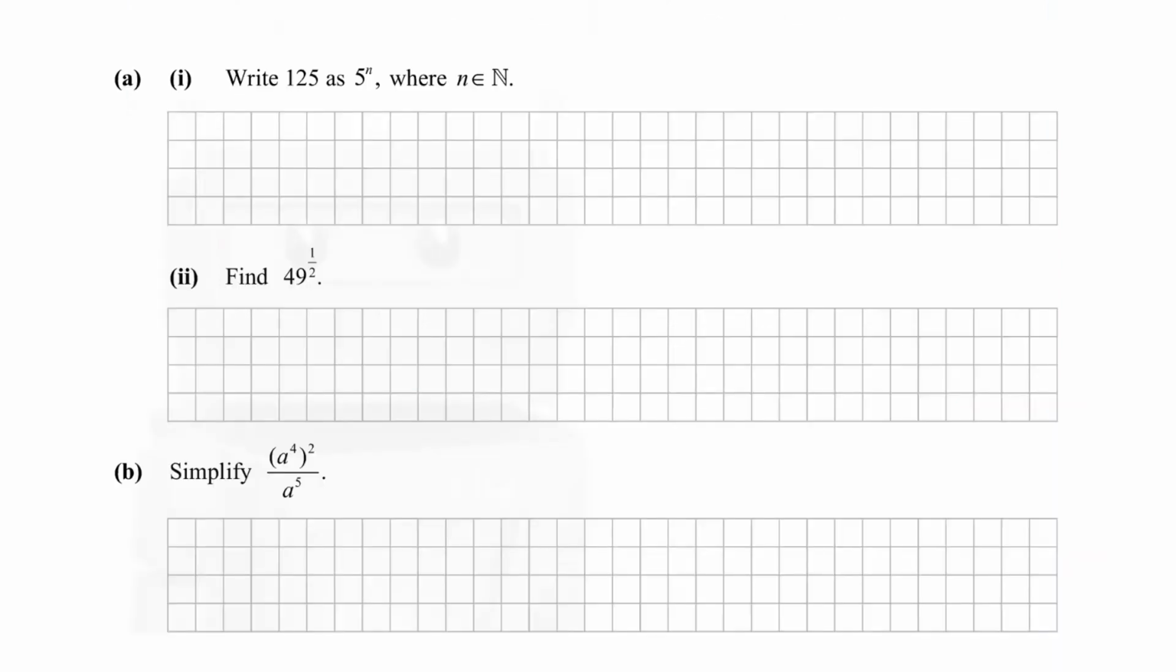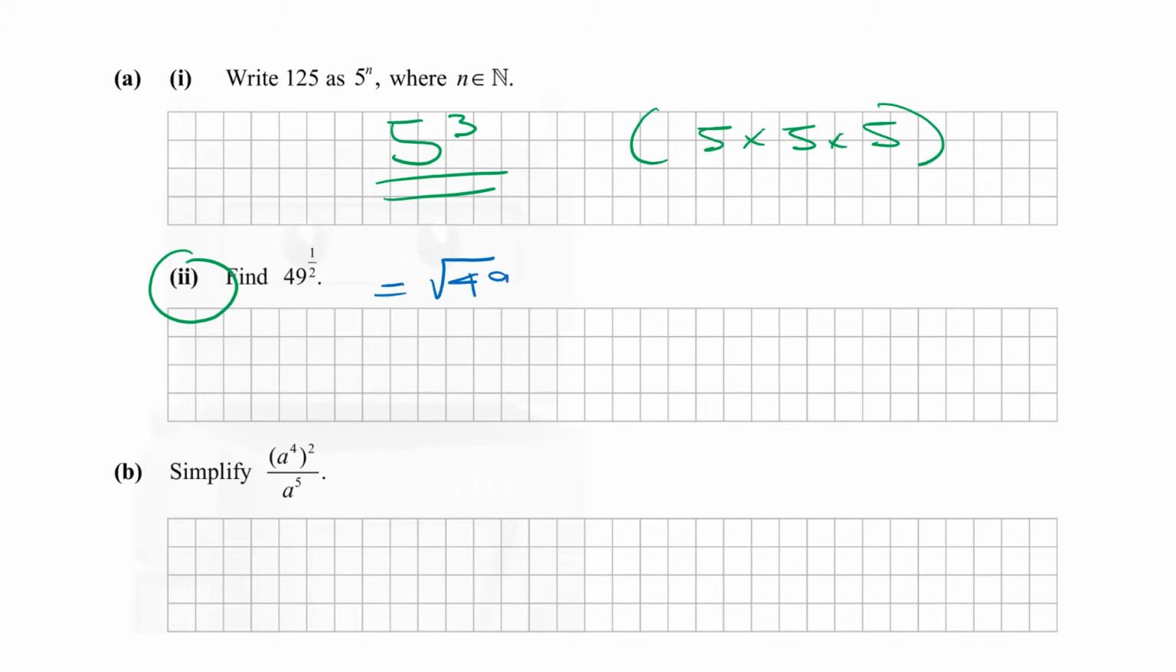Next question. These are indices, so your rules of indices you will need to know. Part A asks us to write 125 as 5 to the nth power, where n is a natural number. So 125 is 5 to the third power, which is just 5 times 5 times 5. So there's the answer here. Part 2. 49 raised to the half is another way of writing the square root of 49, which of course is a perfect square, which is equal to 7.